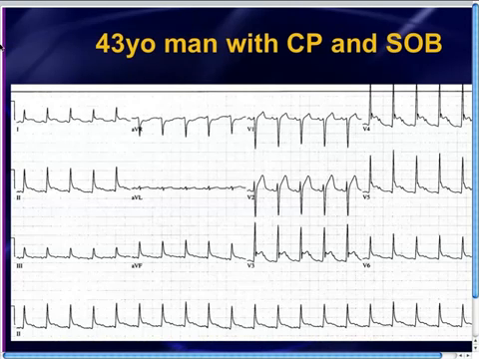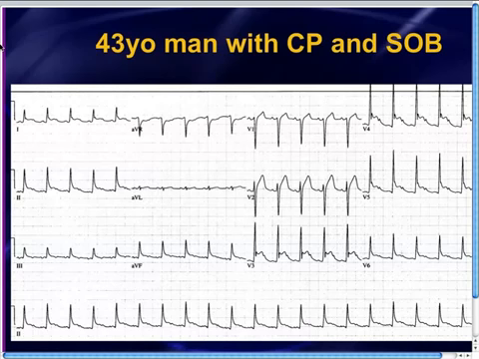Let's go back to this case, take another look at it. You'll notice that there's no evidence of a left bundle, so we can get rid of that from the list. It's not a wide QRS. There's no pacer spike, so we'll get rid of that. These are not PVCs or ventricular tachycardia. We can get rid of that.